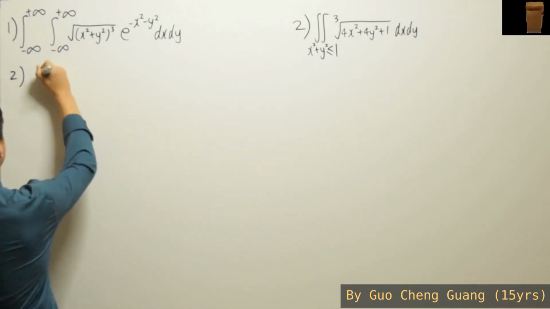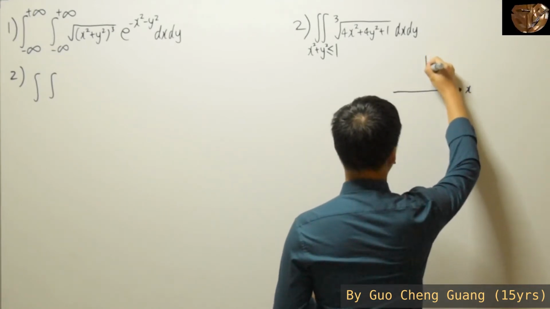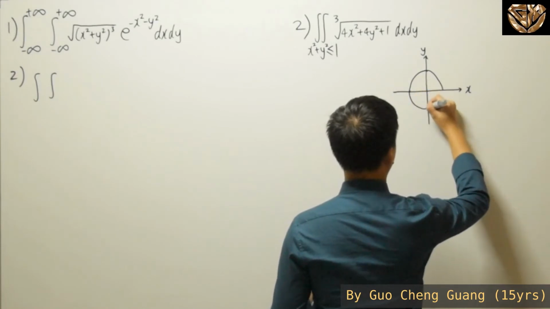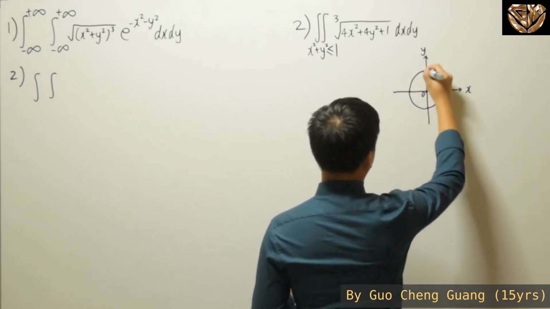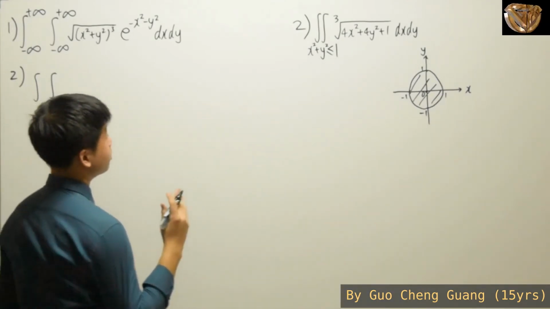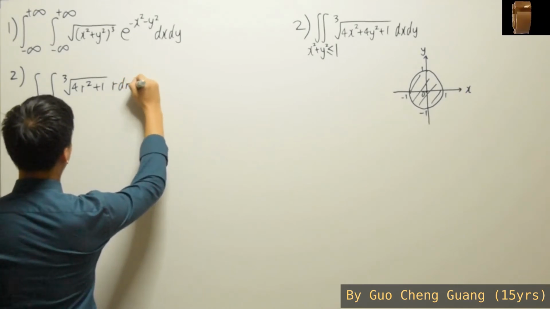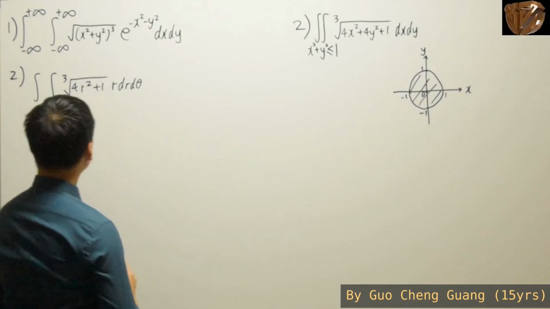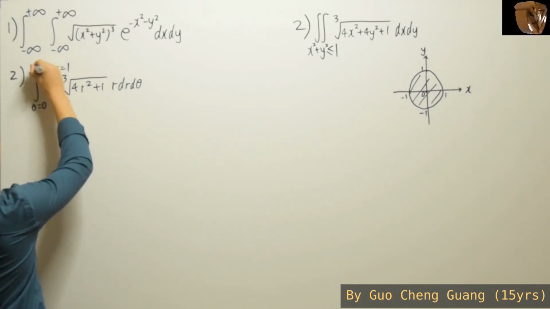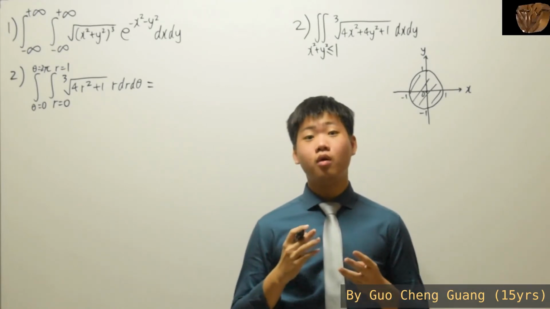Right, so converting this into polar coordinates, of course, you can also choose to draw out the kind of graph you will be seeing. Right, so at the origin and radius of 1. And of course, it is your entire circle. So changing it into polar coordinates, cubic root of 4r squared plus 1, r dr d theta. And your boundaries will be r is from 0 to 1, and theta is from 0 to 2 pi. Alright? So this is essentially the kind of integration that you will have to solve.